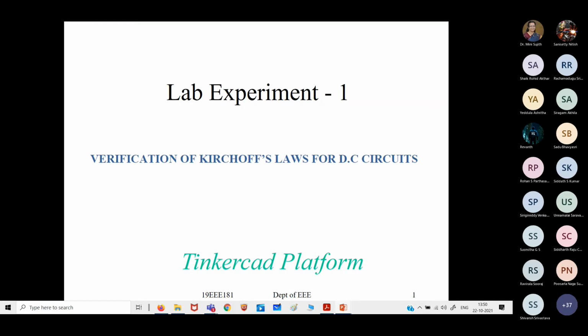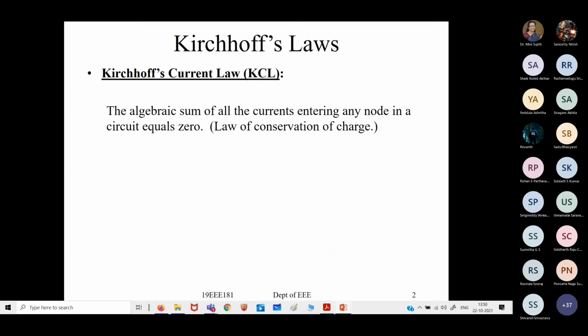So this is lab experiment number 1, that is verification of KVL and KCL. We will be doing it using the Tinkercad platform. Before proceeding to the Tinkercad platform, we'll just revise what exactly are KVL and KCL, that is Kirchhoff's voltage law and Kirchhoff's current law.